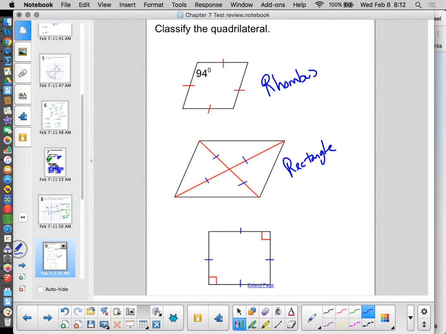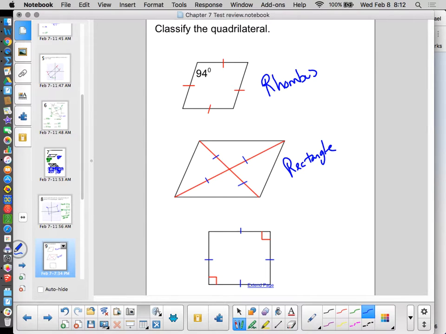It is a rectangle. Okay? Because the diagonals are bisecting each other and congruent. Diagonals bisect each other makes it a parallelogram. Diagonals congruent makes it a rectangle. Is it a square? Perhaps, perhaps not. We don't know. Rectangle is as specific as we can get.